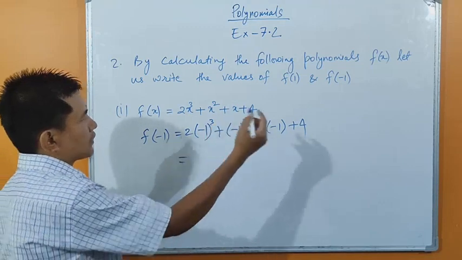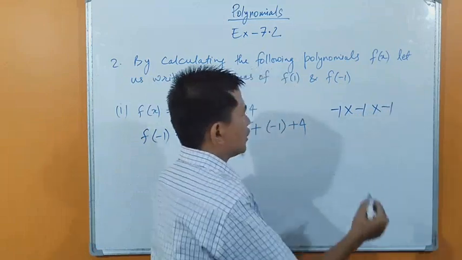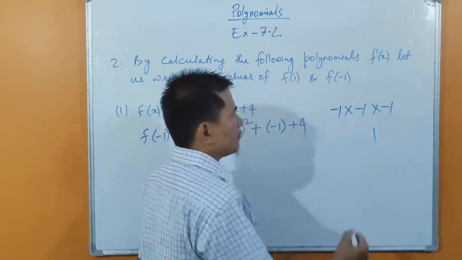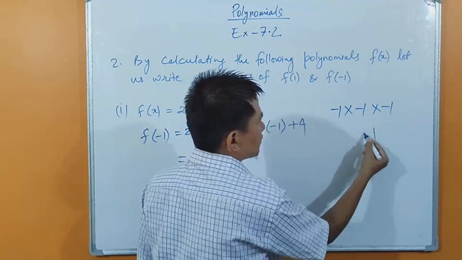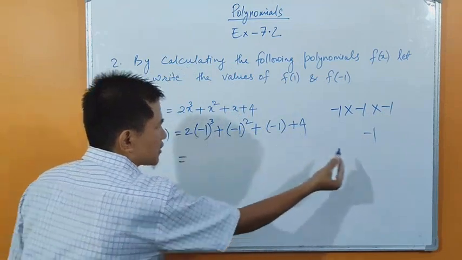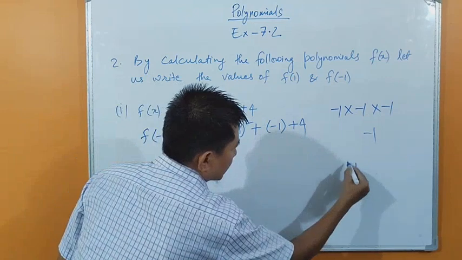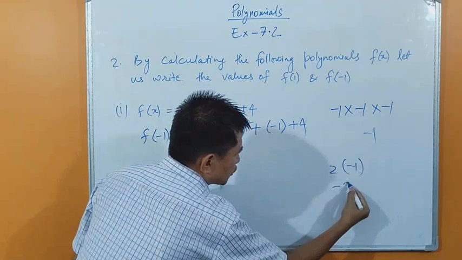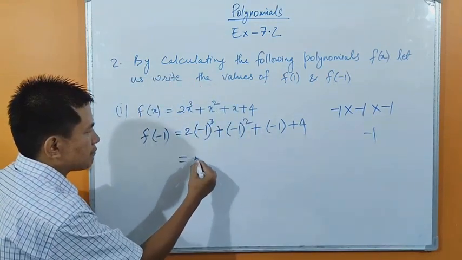So (-1) cubed is minus 1 into minus 1 into minus 1, isn't it? 1 into 1 is 1, 1 into 1 is 1. The answer is 1, but let's see the sign. Minus into minus is plus, and that plus into minus becomes minus. So the value of (-1) cubed is -1, isn't it? Then -1 into plus 2: plus into minus comes minus. 2 into 1 is 2, so 2 into (-1) cubed is -2.